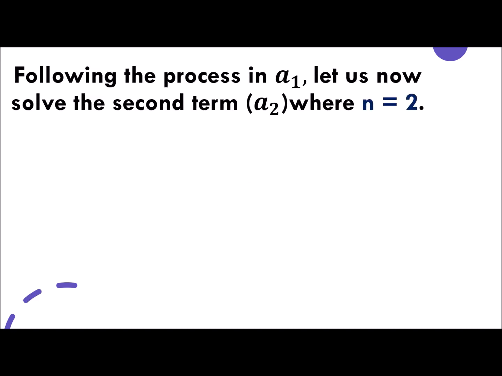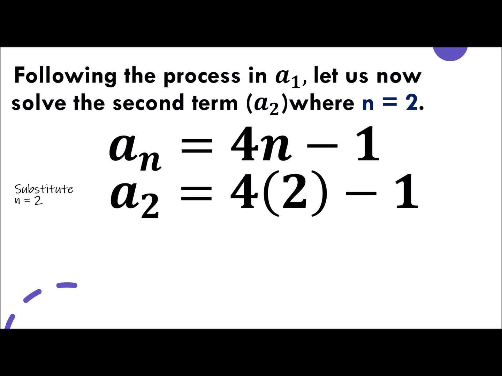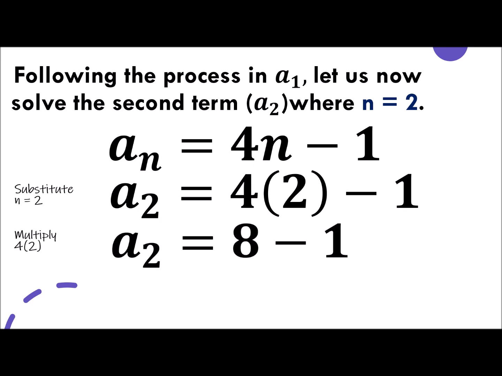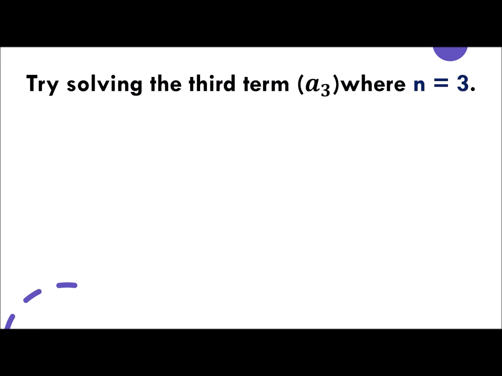Then, let's now have n is equal to 2 because that is for the second term. Let's just follow the same process. So n will become 2. So a sub 2 is equal to 4 times 2 minus 1. Then simplify again. 4 times 2, that gives us 8. Then minus 1. So our second term is 7. Is that clear? Very good. Now, it's your turn. Try solving the third term, which is a sub 3, where n is equal to 3. You can do it.